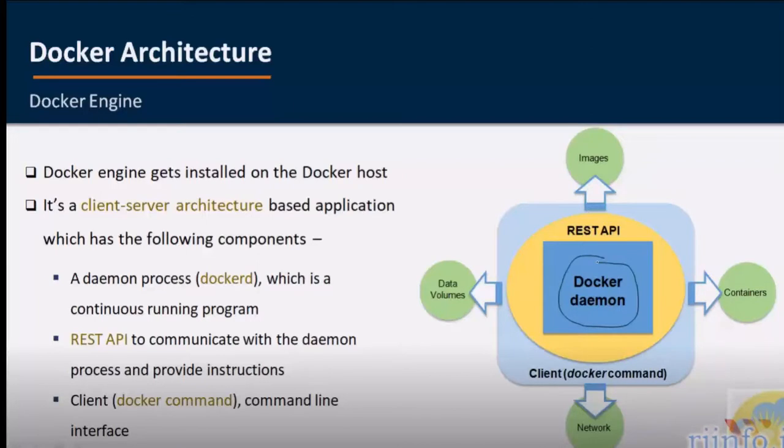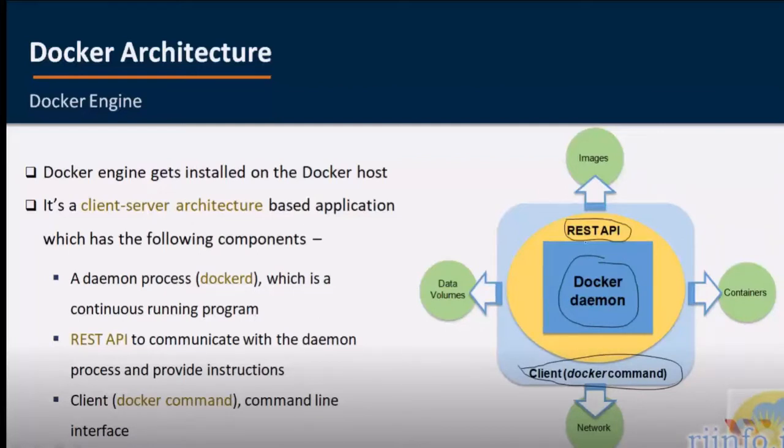The second one is a REST API based wrapper to communicate with the Docker daemon and provide instructions to it. So here, as you can see, is the REST API wrapper over the Docker daemon process. Third component is Docker command line interface based client to interact with the Docker daemon. Here is the Docker command line interface in this diagram. So whenever the client wants to communicate with the Docker daemon, it uses the REST API based wrapper to establish the connection.